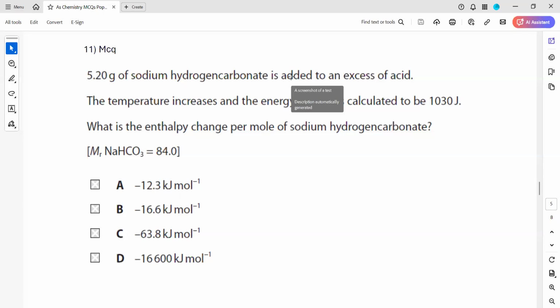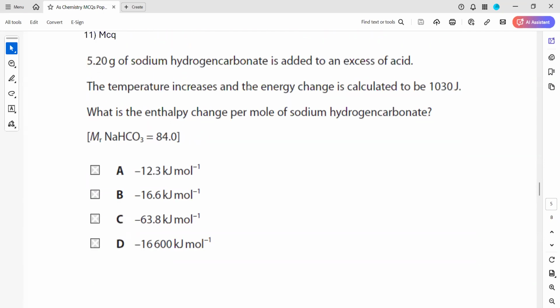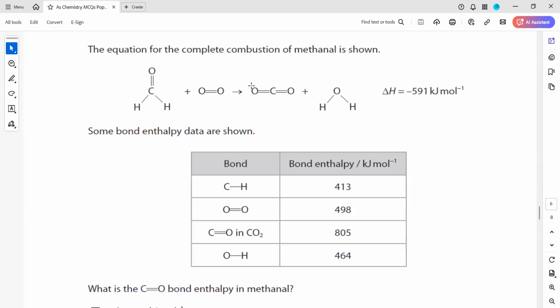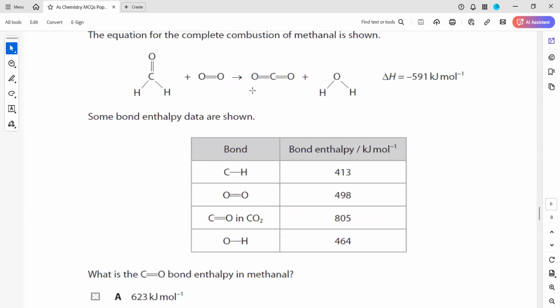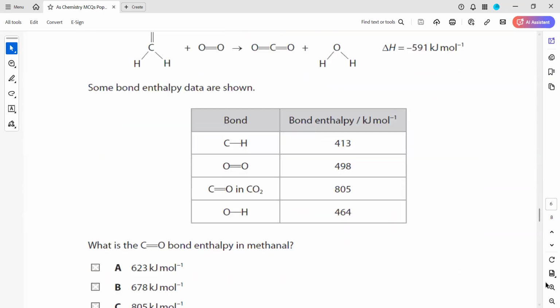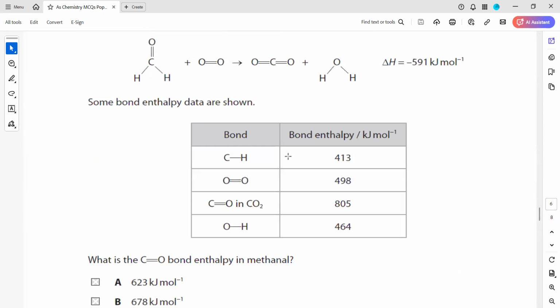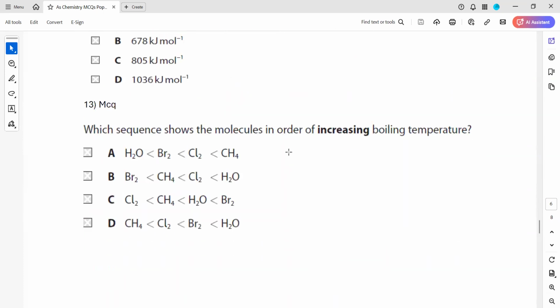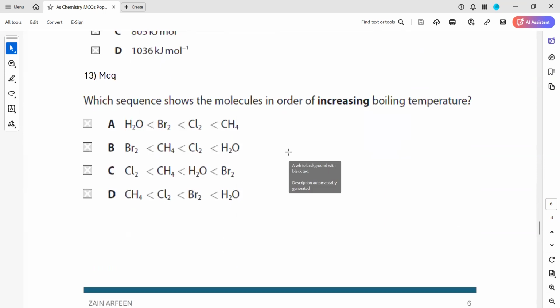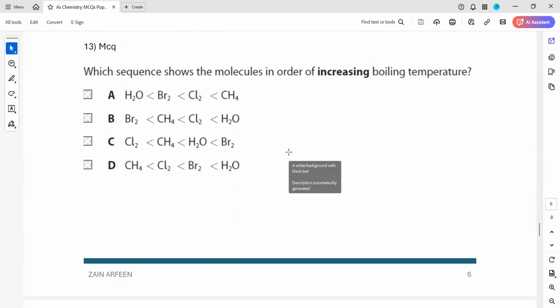Question 11, any doubt? Question 12, any doubt? Question 13, any doubt in question 13?